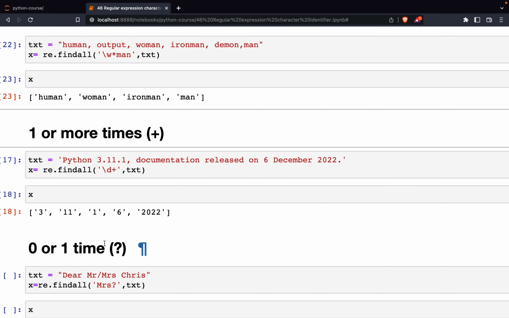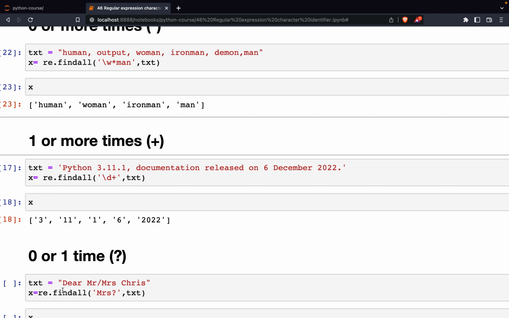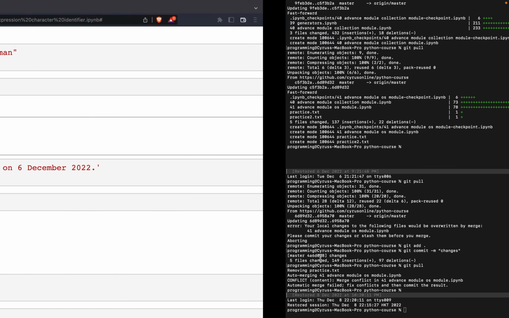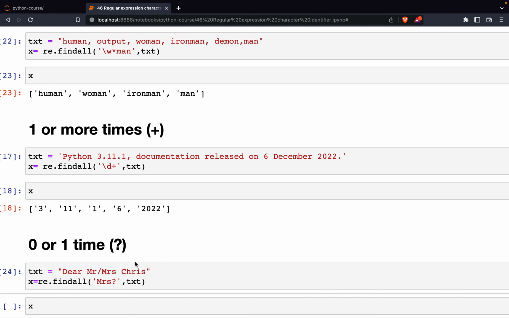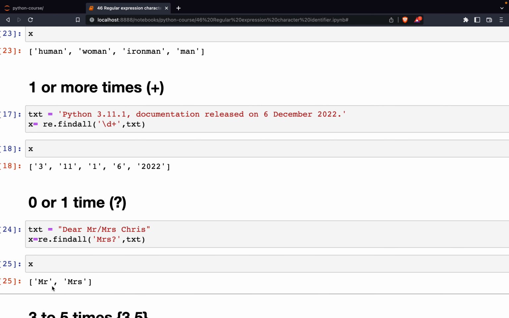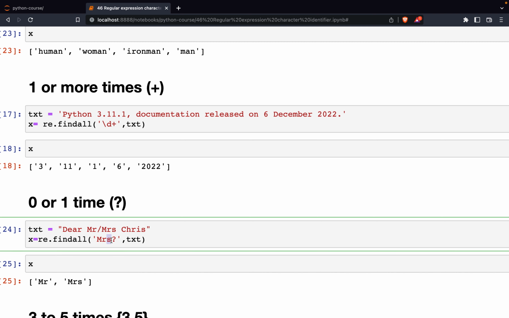Now the question mark is 1 or 0 times. So you can see the W, the S, the Mr. and Mrs. They are similar words, just there is an s here. So we can find that Mr. and Mrs. are the matches, because the s happened 1 or 0 times.